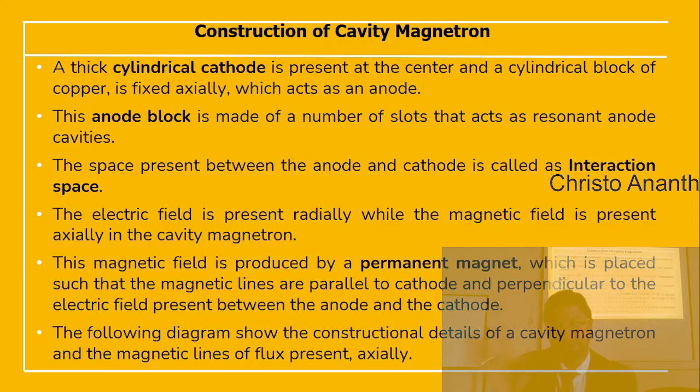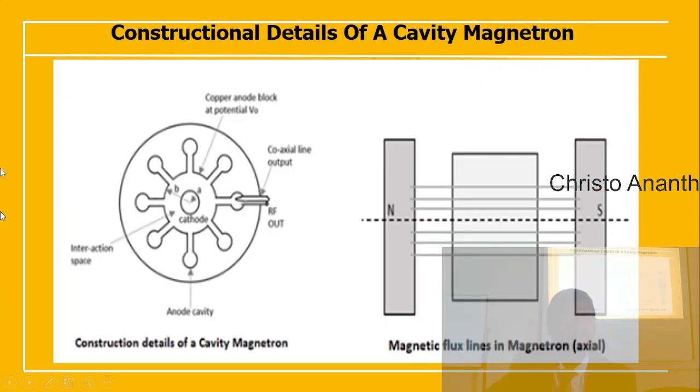So we'll have the construction details of this cavity magnetron, and we'll also have the magnetic lines of flux which are present axially. Here we see the construction details of the cavity magnetron. We have the interaction space, that's where you have the cathode, and the copper anode block at the potential V0. This is the coaxial line output, RF out. And these are the magnetic flux lines which are passing in the magnetron axially.